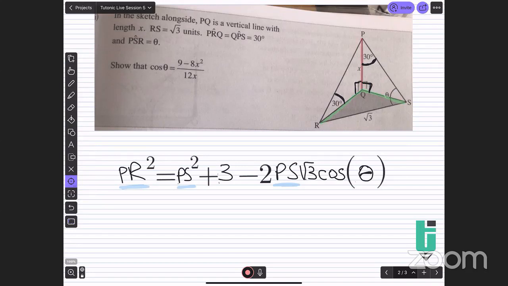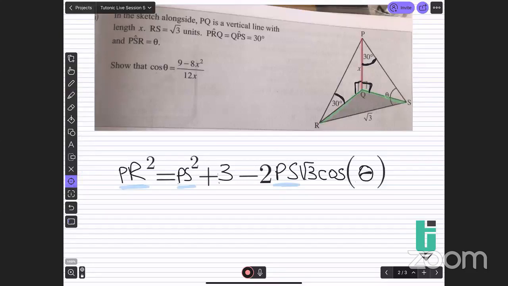But what's convenient is, can you see, here's PS, here's PR, and here's your 90-degree triangle. So what do you guys think we can do? Trig ratios, right? That's why when you see 90-degree triangles in trigonometry, always think trig ratios. If you don't see a 90-degree triangle, think cos rule, think sine rule. So you guys see the picture now.